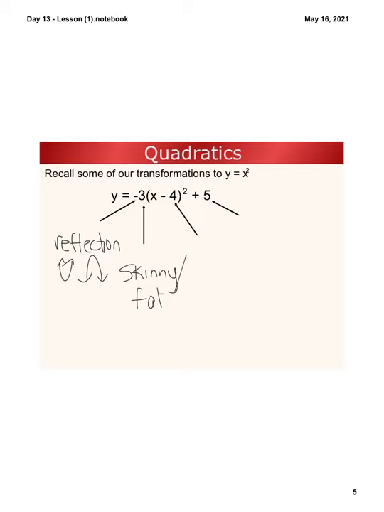It's skinny. This 4 right here in the bracket tells us it's part of the vertex. So this is the shift left or right. Now remember with these ones, it's always backwards. So this one is actually, since it's a -4, that actually means that it is a shift right.